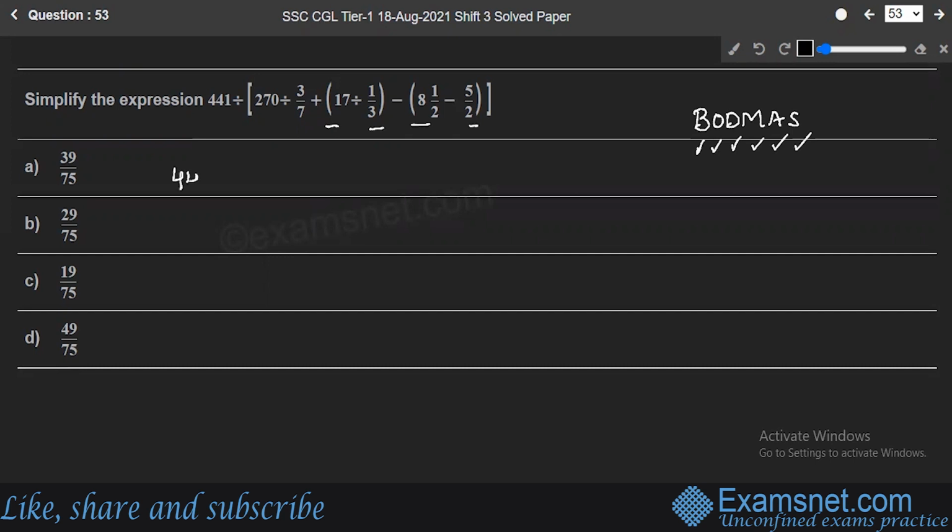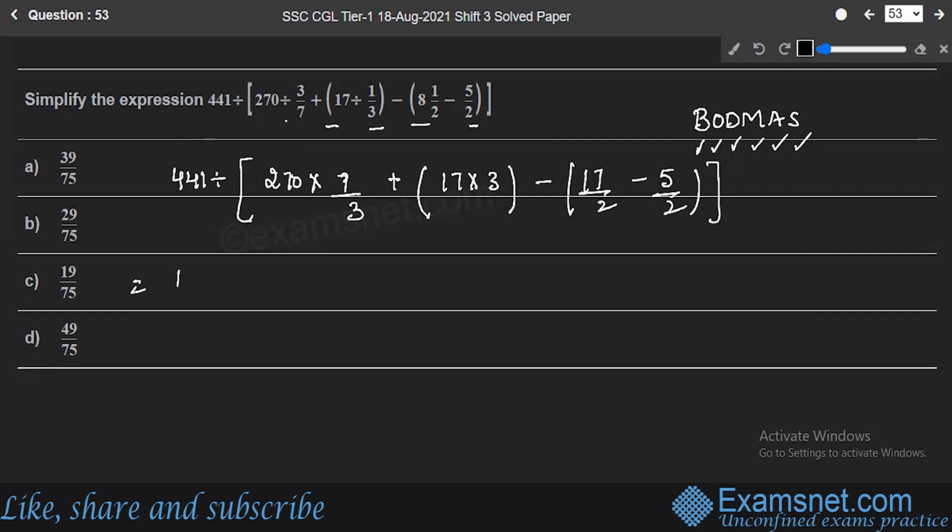So this will be 441 divided by 270. I'll flip it, like if the division sign will be changed into multiplication, you have to reciprocate the number. So it will be 270 multiplied by 7/3 plus 7 into 3 minus 17 by 2 minus 5 by 2. So now this will be 441 divided by, this will cut at 90, this is 630 plus 51 minus 6.